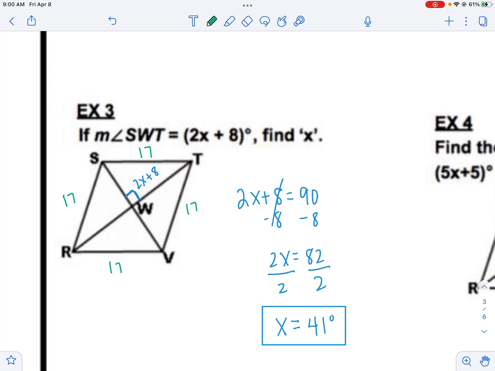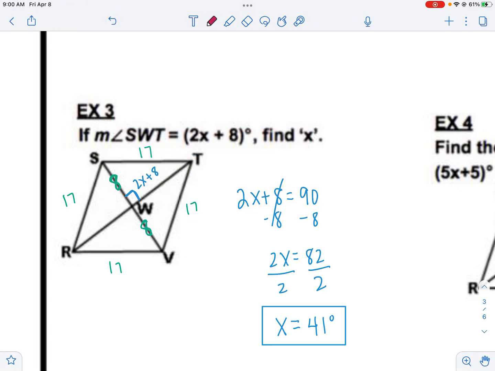So let's just say that they told us that this piece right here is 8. Well, a rhombus is a parallelogram, so if this piece is 8, then what does that piece have to be? That piece is also 8. And then I could do the Pythagorean Theorem to find that missing leg, this piece right here. Okay, now, a squared plus b squared equals c squared.